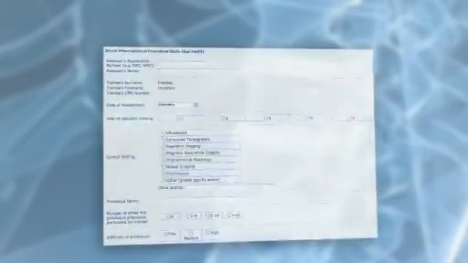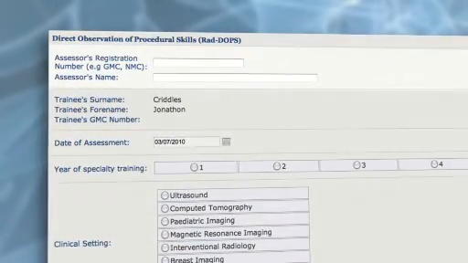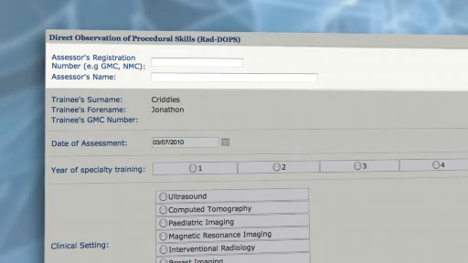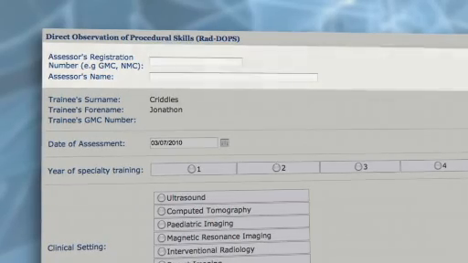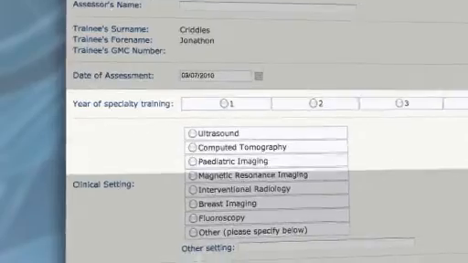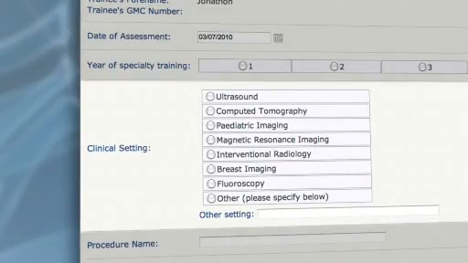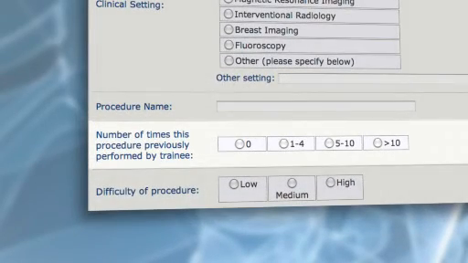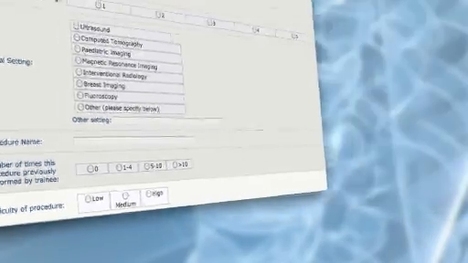If we now look at the RadDOPS form, the first thing to fill in is the assessor's registration number and the date of the assessment. If the assessor is a doctor, this should be the GMC number. If it is an allied healthcare professional, the society number is most appropriate. There is then the opportunity to contextualize the assessment in relation to the clinical setting and the modality. The trainee's previous experience with the case mix can be annotated, as can the difficulty of the cases.